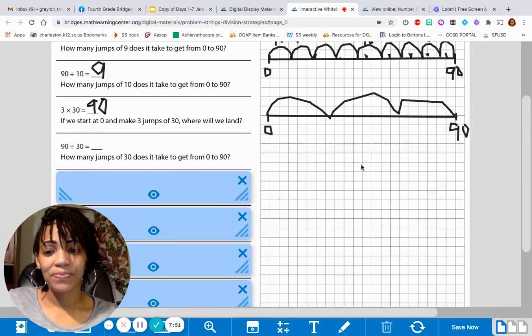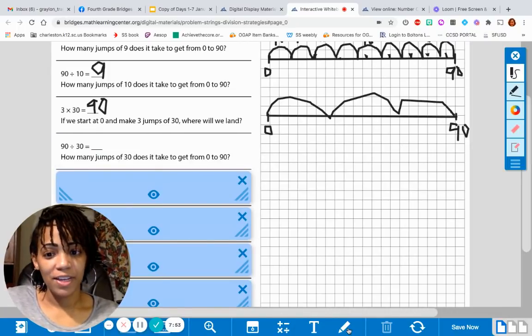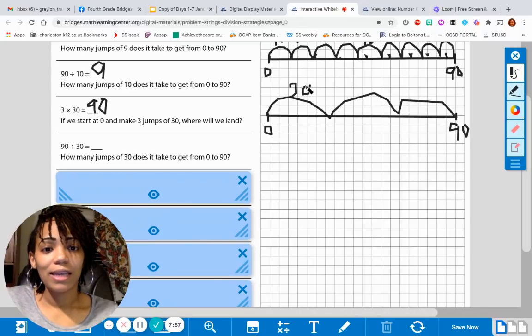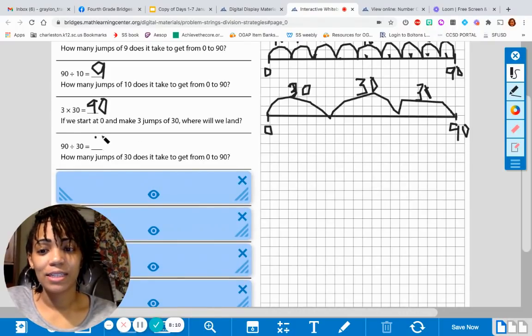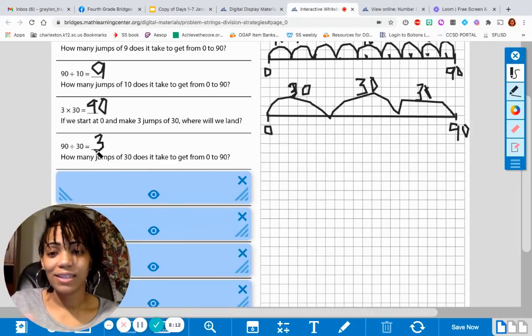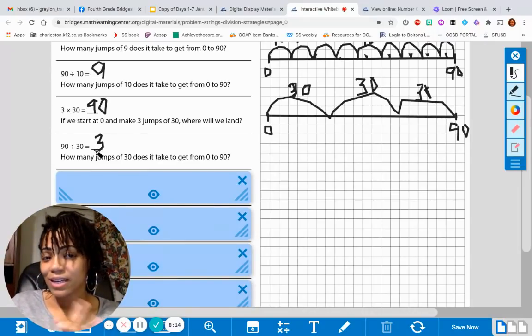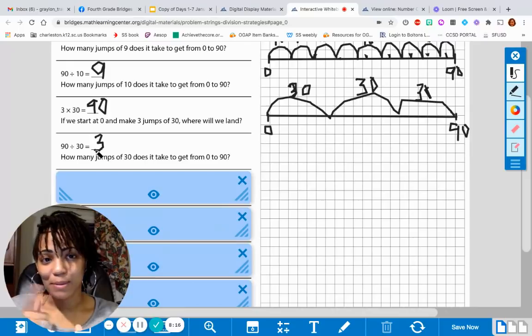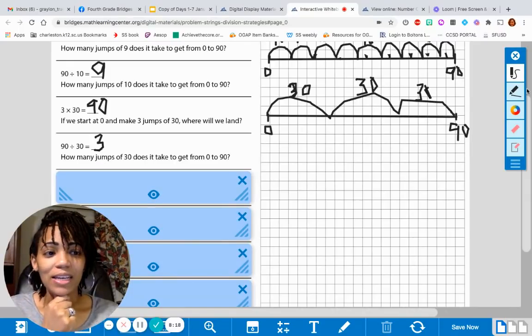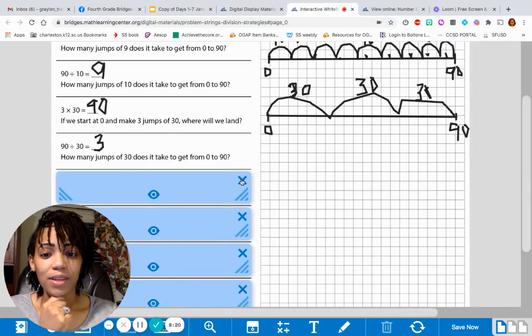That was easy. How many jumps of 30 does it take to get from 0 to 90? Yeah, we can use the same number line. We made how many jumps of 30? We made 3 jumps of 30 to get from 0 to 90. Hopefully you're seeing the connection between the multiplication problem and the division problem. Let's look at the next one.